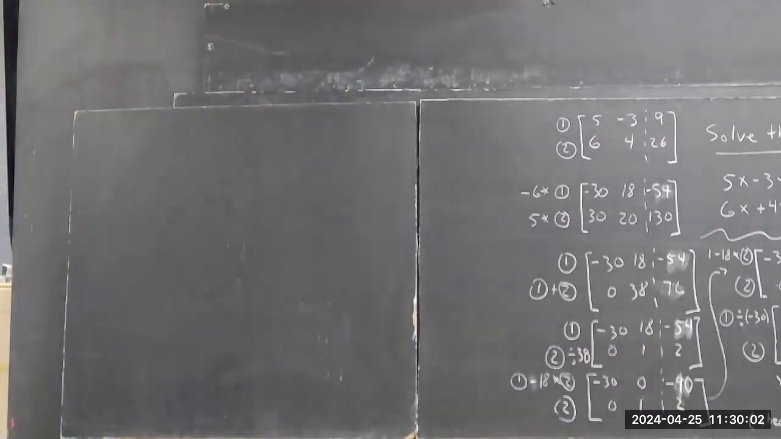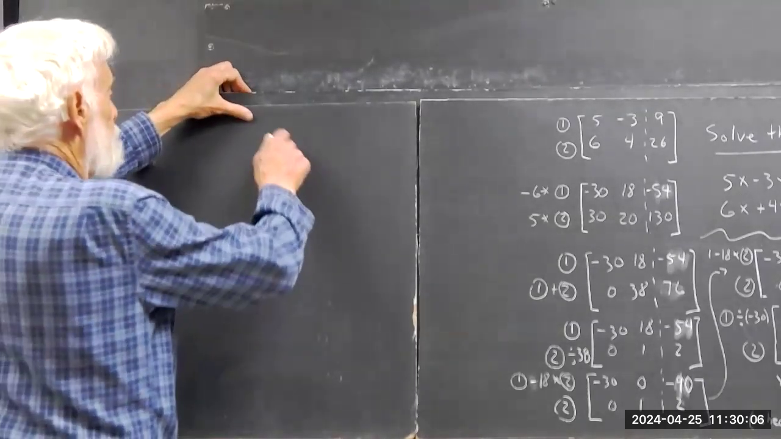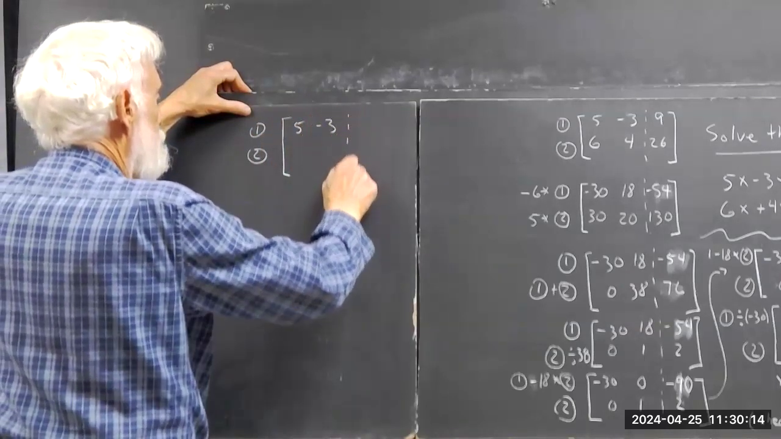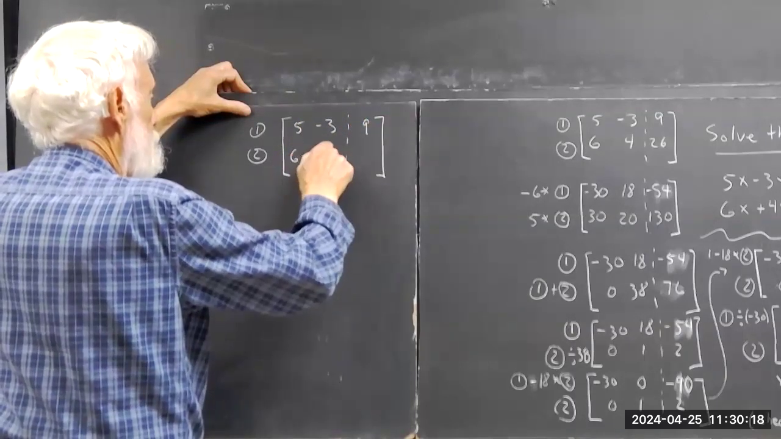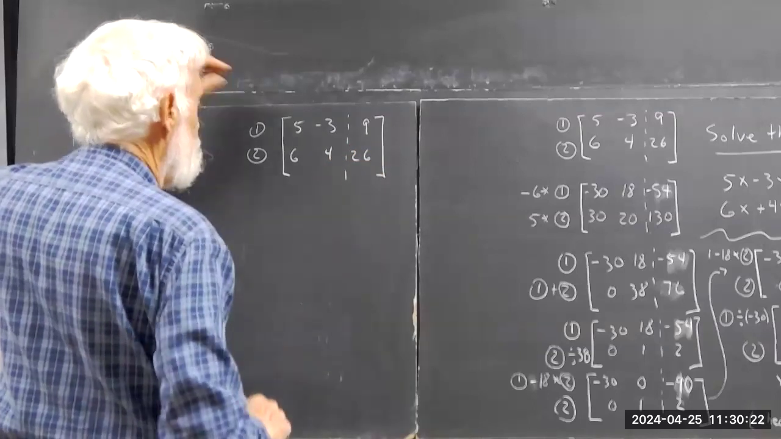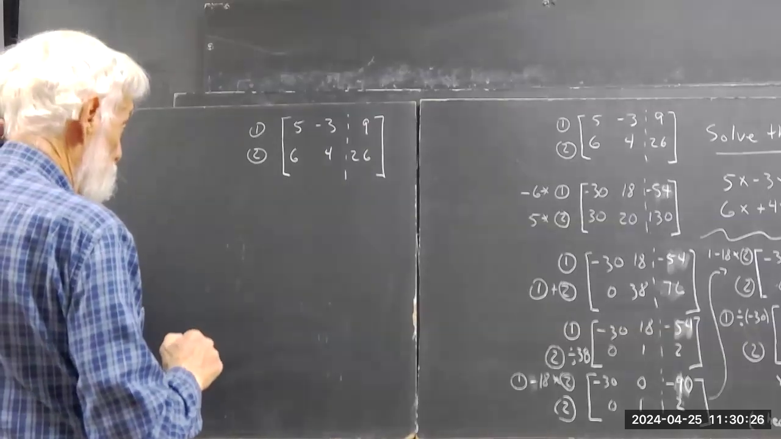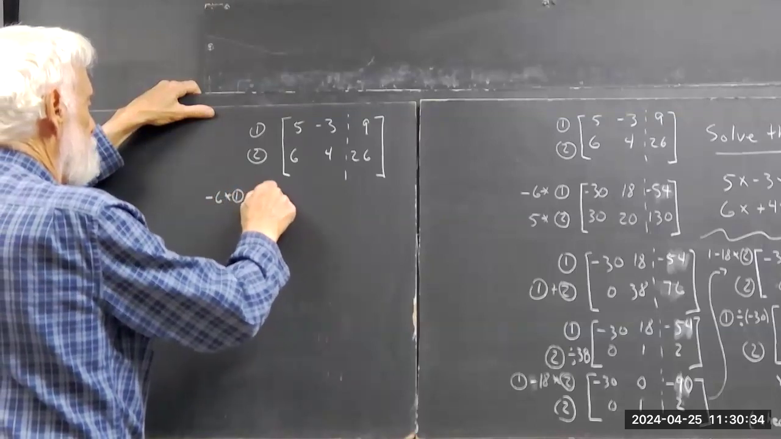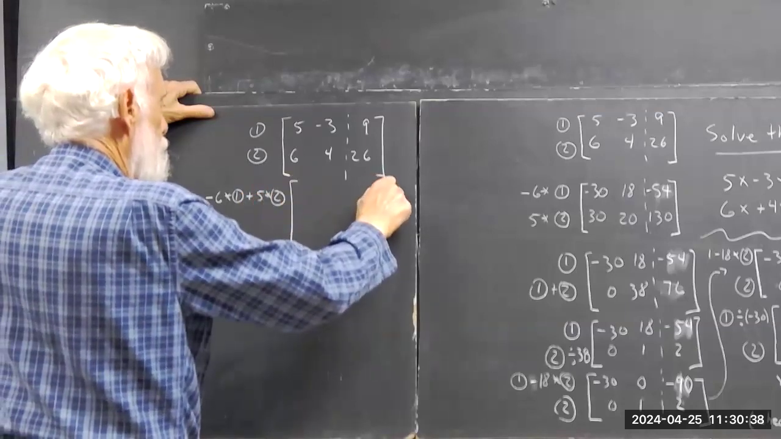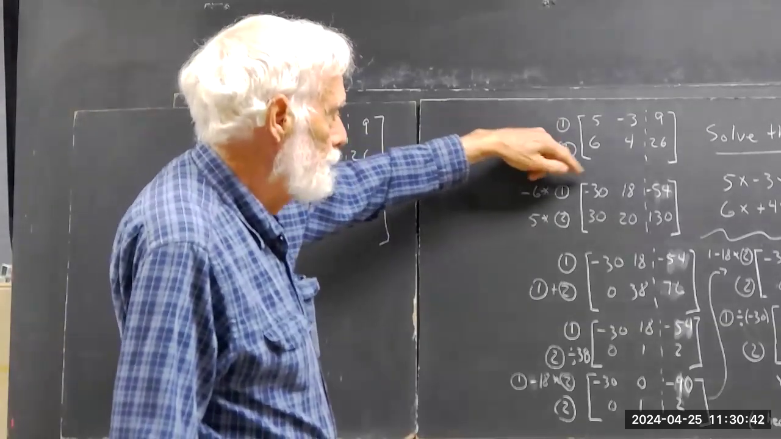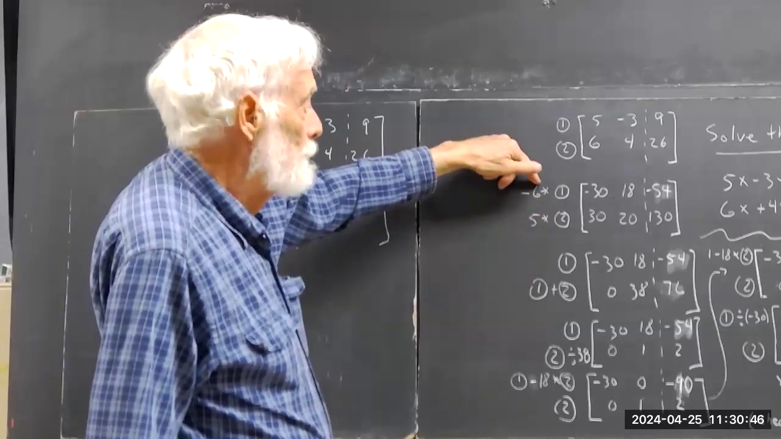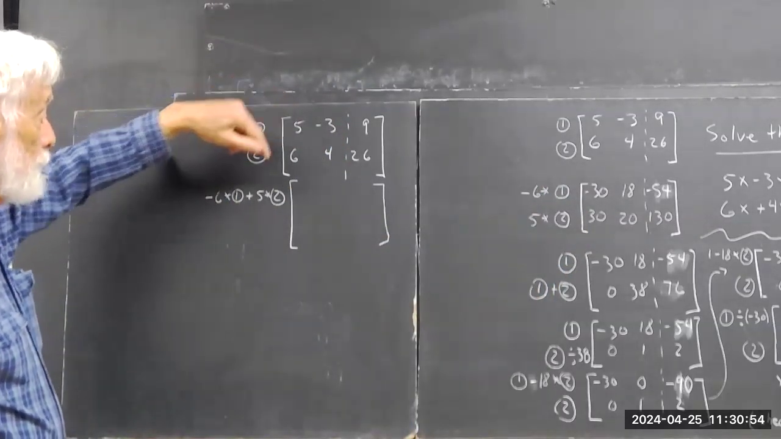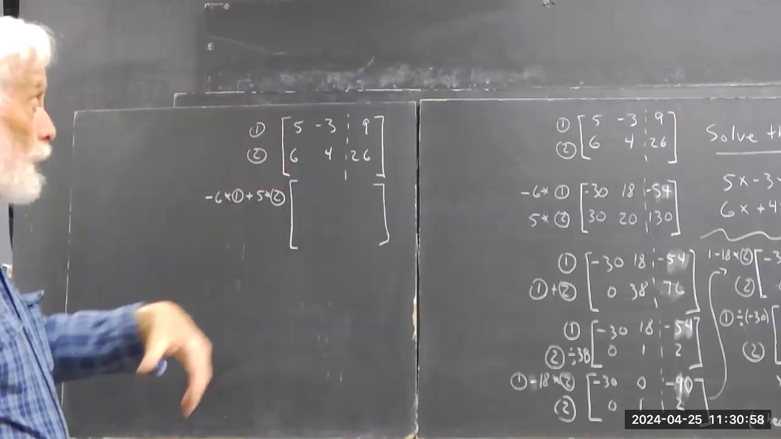Okay, so I'm going to start this way. And here, instead of actually multiplying row 1 by -6 and row 2 by 5, or row 1 by 6 and row 2 by -5, which would work equally well, I'm just going to do -6 times row 1 plus 5 times row 2. I'm just going to do it all in one calculation.